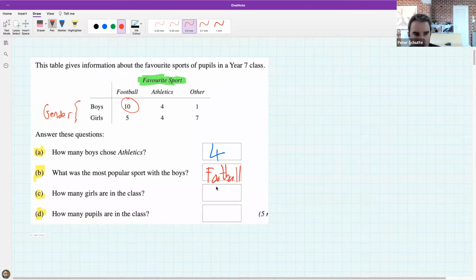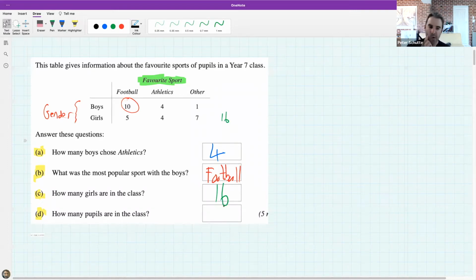How many girls are in the class? 16. How did you do that? I added all the numbers, including the numbers that are in the girls row. Perfect. Thank you so much. You're a superstar. Thank you.